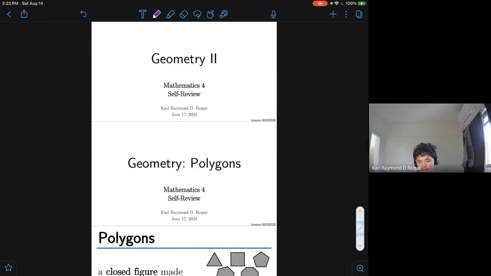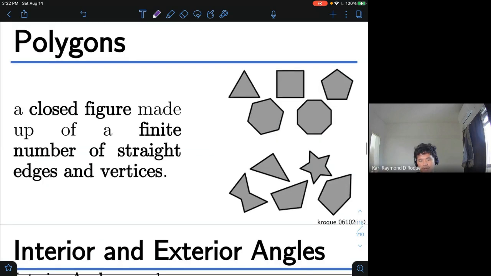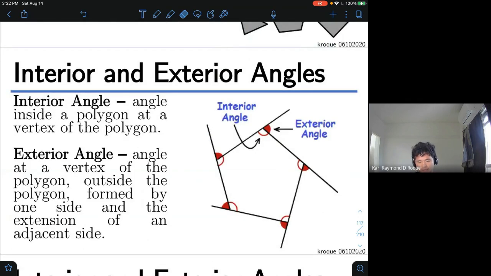Circles and polygons. So first of all, what is a polygon? A polygon is a closed figure made up of a finite number of straight edges and vertices. Ayan, yung mga nakikita nyo dyan. Ito, convex. Ito, concave polygon. Sa polygon, may exterior tsaka interior. Interior angle formed by the vertex tsaka yung sides ng polygon. Exterior angle, nasa labas, formed by extension of one side.